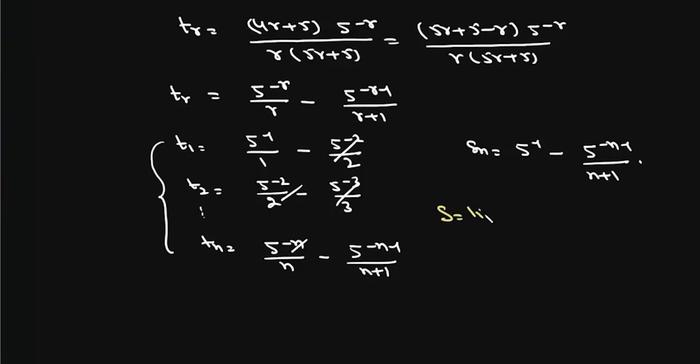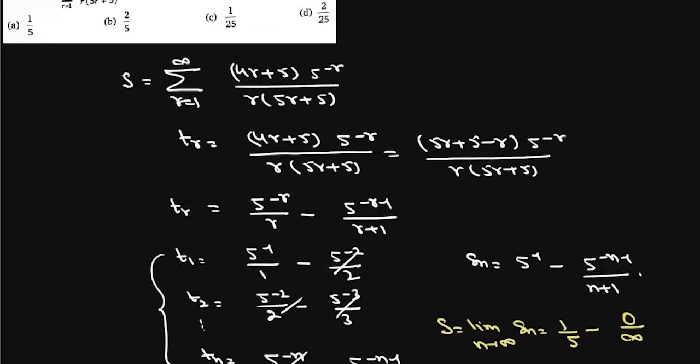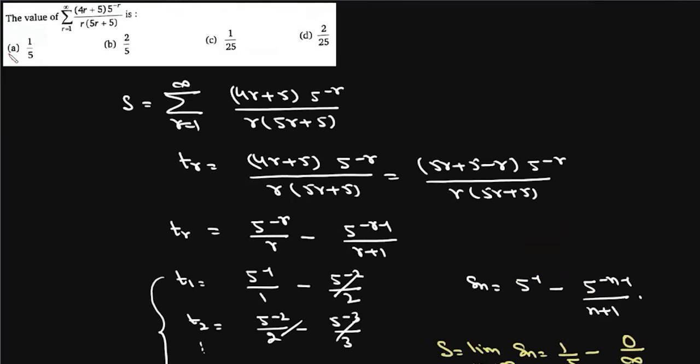S infinite, which is simply S, will be the limit n tends to infinite Sn. Now this is 1 by 5 and then minus. Now 5 to the power minus infinite is 0 and this is infinite, so this expression will be 0. So the value of S is simply 1 by 5, and that's your option A.